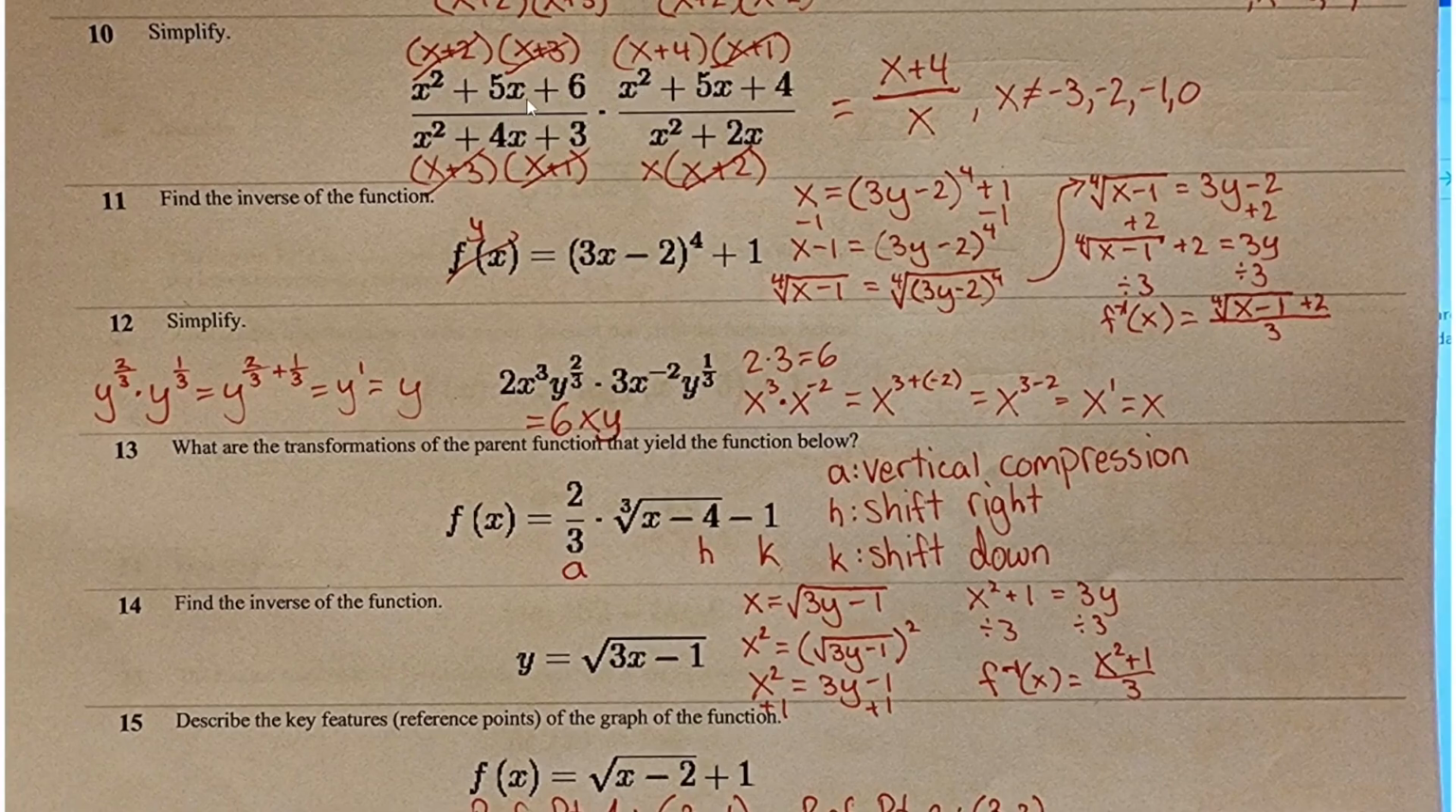Number 10, simplify. This one's already multiplication. I'm not going to spend a lot of time on it. You factor, you cancel, you see what's still there. You could argue that this one actually could go a little bit further.